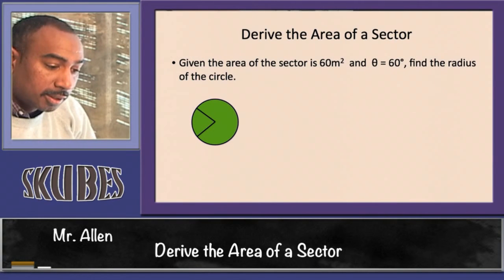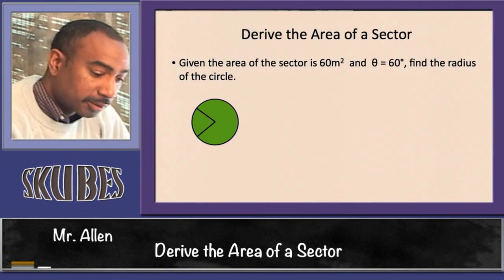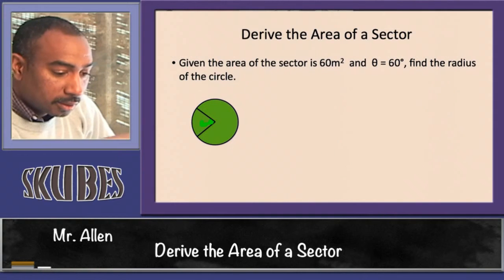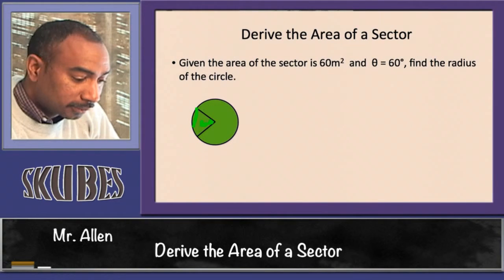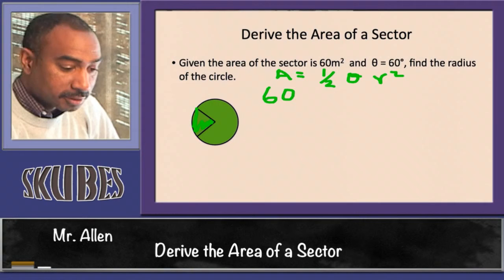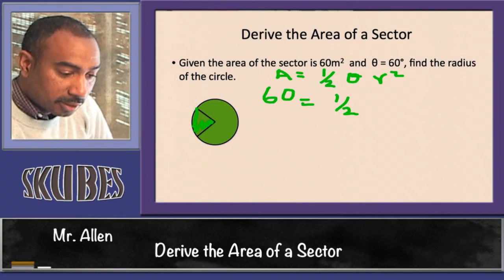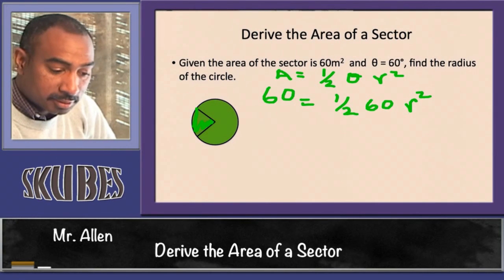All right, given the sector is 60 meters squared and theta is 60 degrees, find the radius of the circle. So we know that this is 60 degrees. And we know that the whole area of the sector is 60 meters squared. So remember, area equals 1/2 theta times the radius squared. Since we already know this is 60 square meters, we're going to put 60 equals 1/2, theta is 60, times the radius squared.